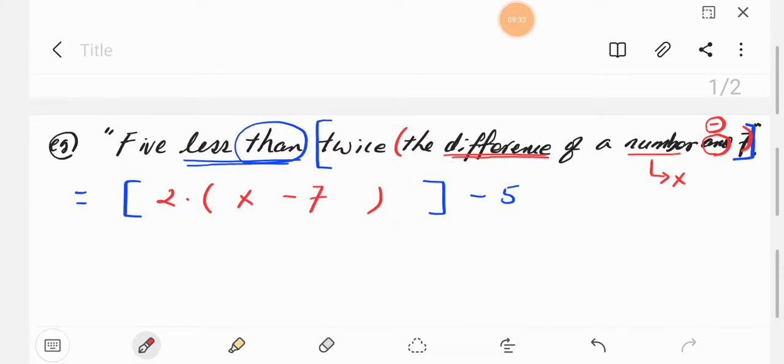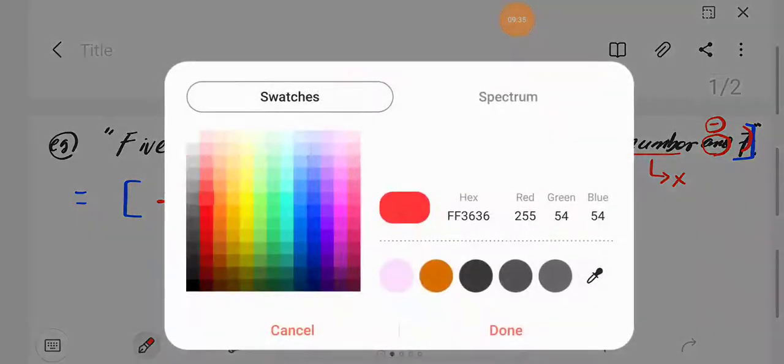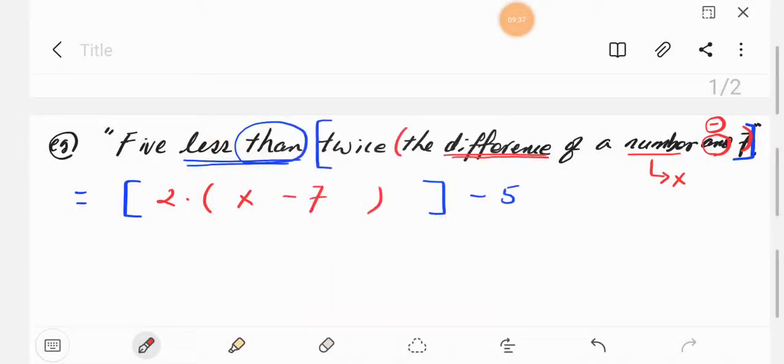Okay, so this is the expression. Why don't we get rid of this bracket, because there's too much parentheses. So this is equal to 2 parentheses x minus 7, minus 5. Can you see it? 5 less than twice the difference of x and 7. So x is a number.